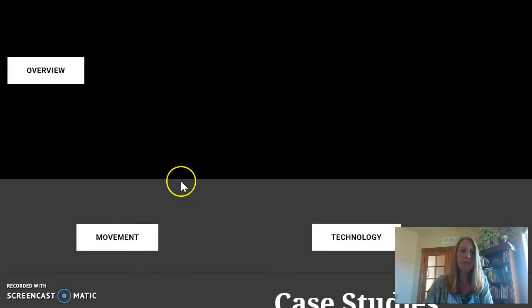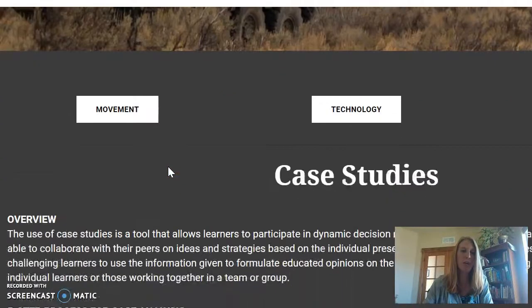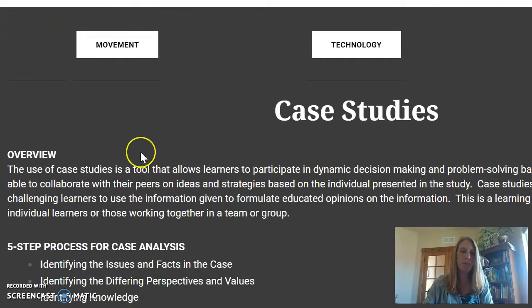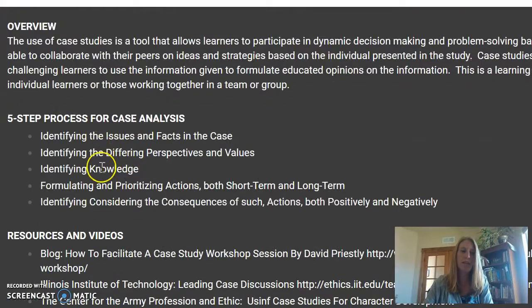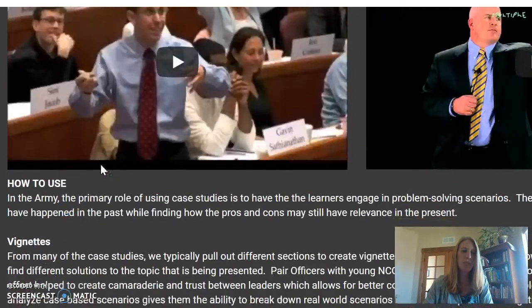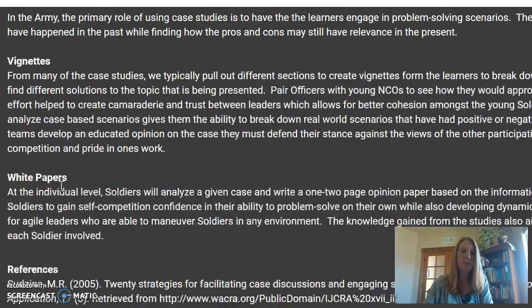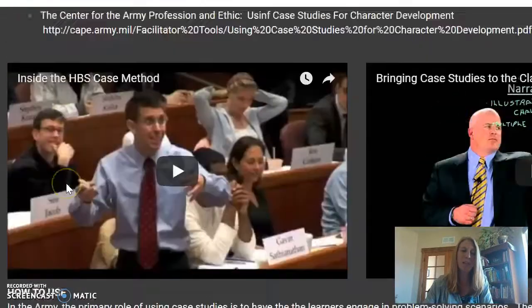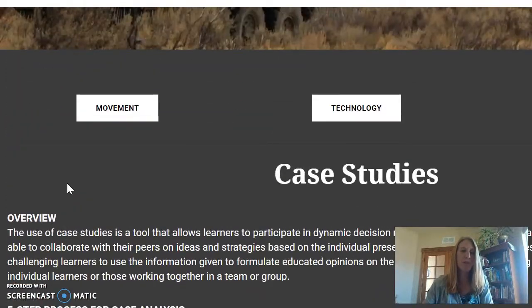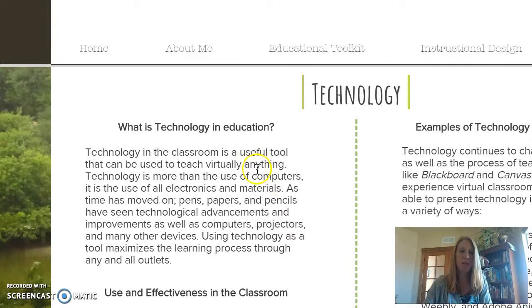So case study, this is also in the same student's portfolio. He went through a very, very similar process, an overview of it, a quick rundown of the big ideas, some resources, and then again, specific ways to use it within his military training context. So yeah, he has 4 different things, also movement and technology, so you can explore those a little bit more. Let me give you a different example here as well.